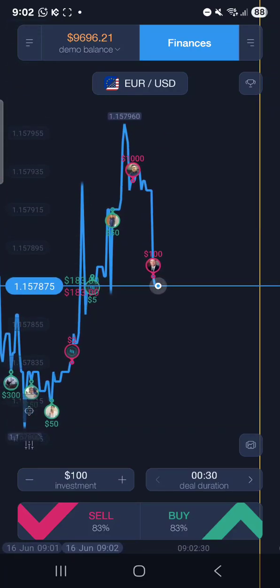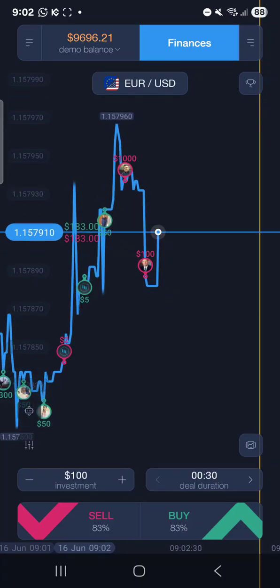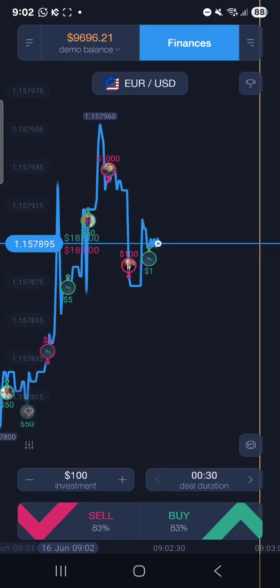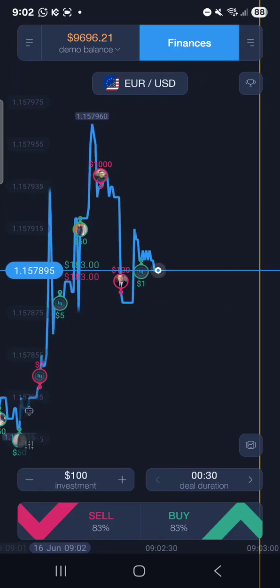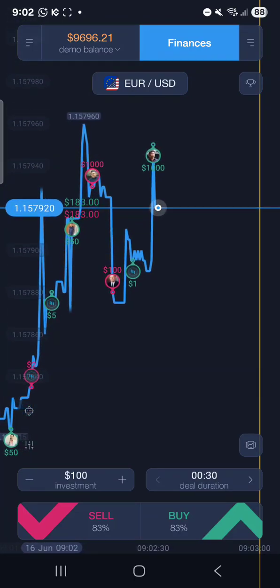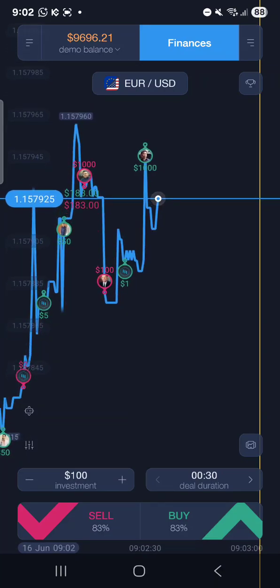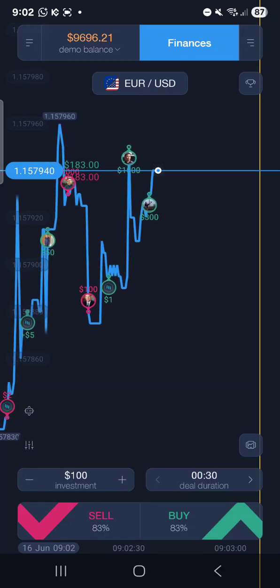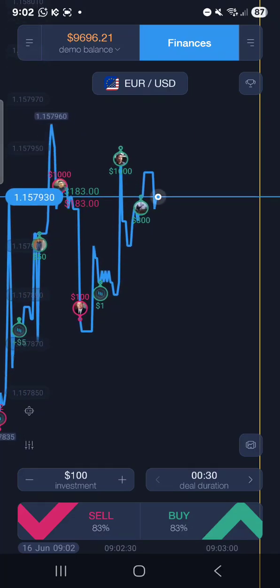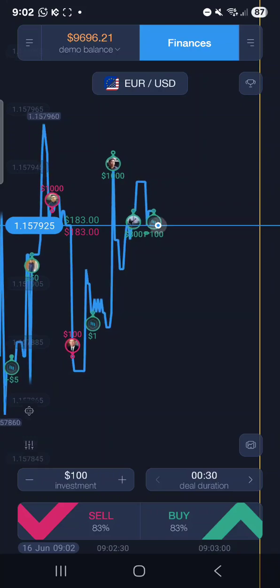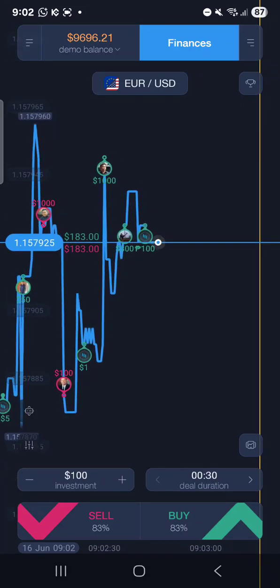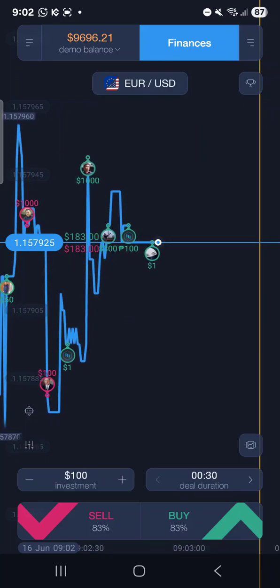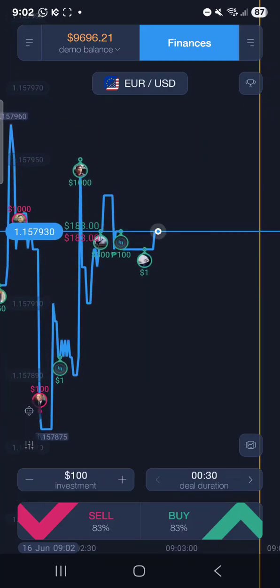Now if you put a buy order and at the end of the trade duration, the price of the asset you are trading ends above your entry point, you have won that trade. But if it ends below your entry point, you have lost that trade. If you put a sell order and at the end of the trade duration, the price of the asset you are trading ends below the entry point, you have won that trade. But if it ends above the entry point, you have lost that trade. So buy and sell orders are just opposite.